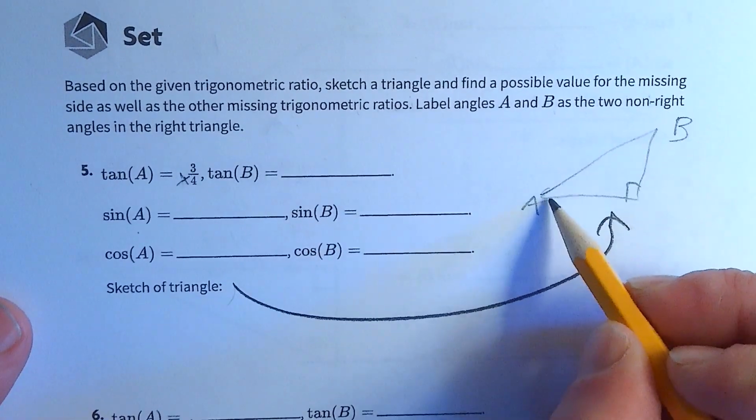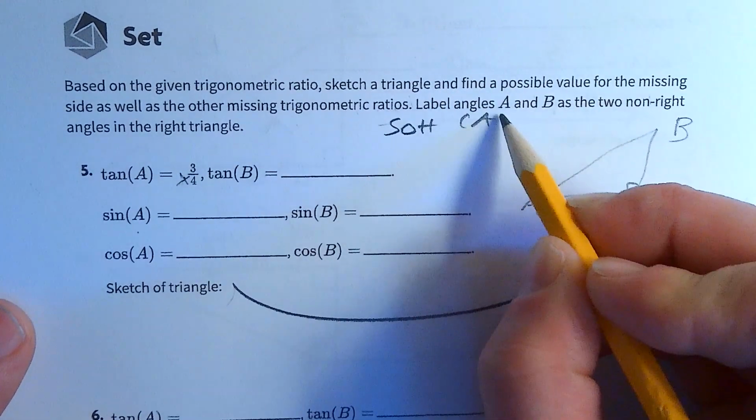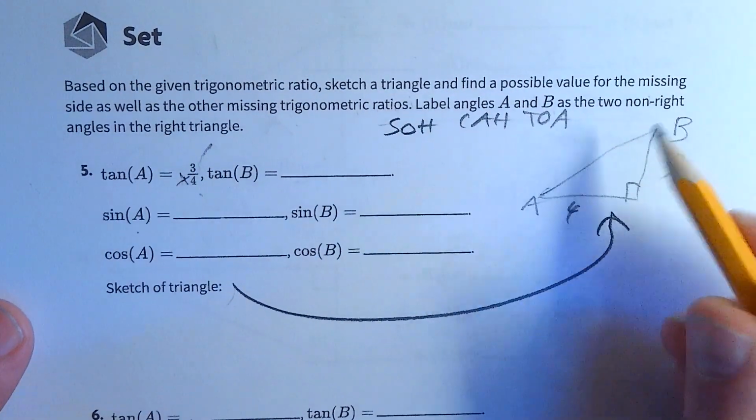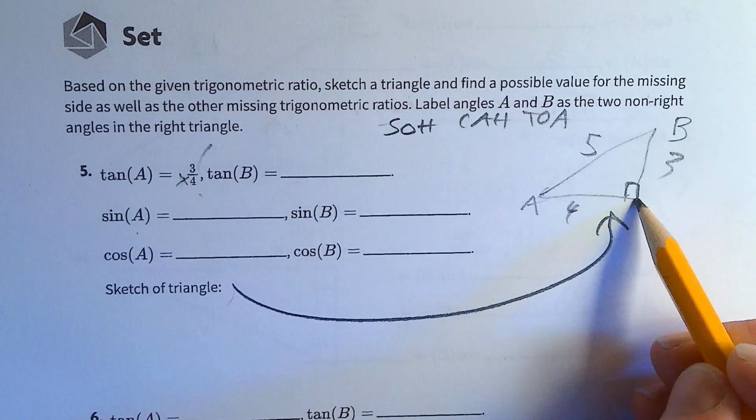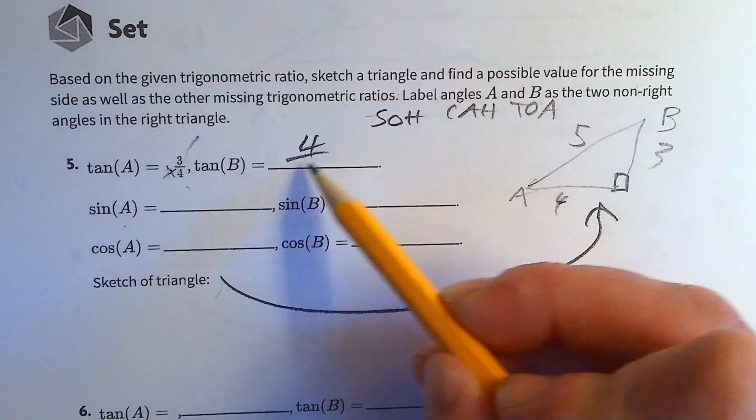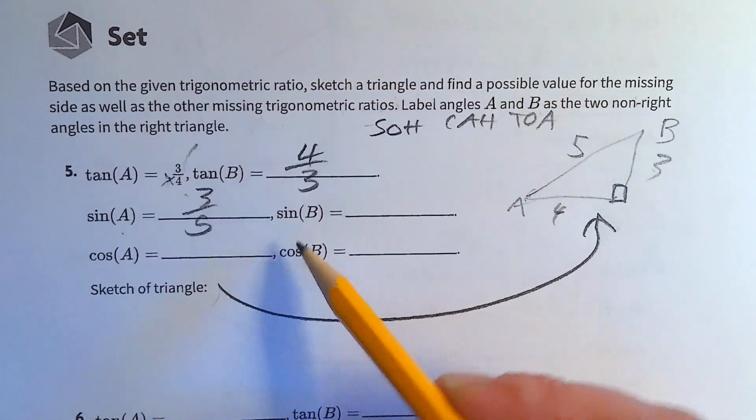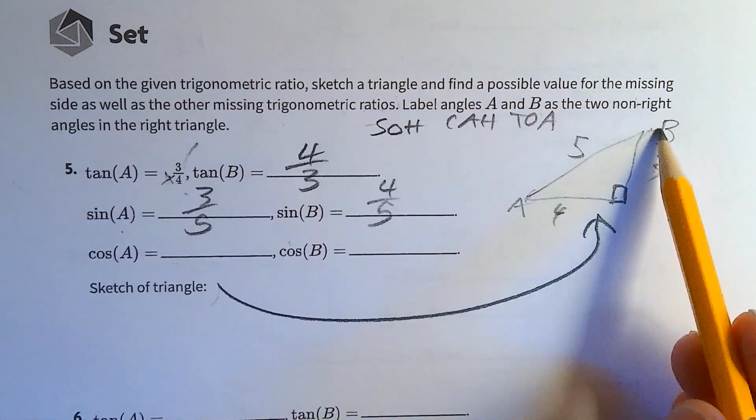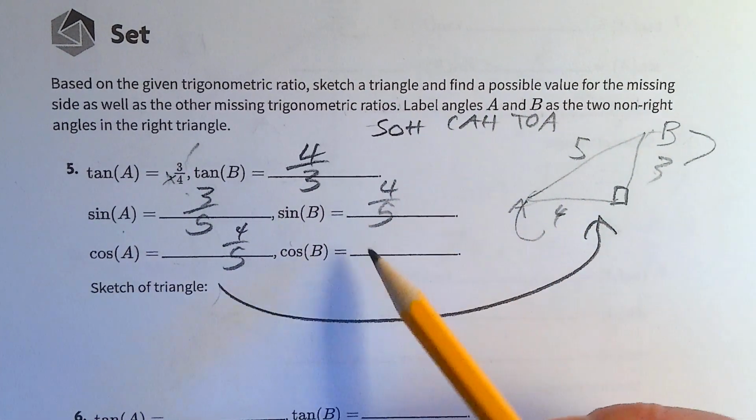Okay, tan of A is 3 over 4. Tangent is opposite over adjacent. Opposite, adjacent, 3, 4. Quick Pythagoras, that's 5. It's the famous 3, 4, 5 right triangle. Tangent of B is 4 over 3. Sine of A is 3 over 5. Sine of B is 4 over 5. Cosine of A is 4 over 5. Cosine of B is 3 over 5.